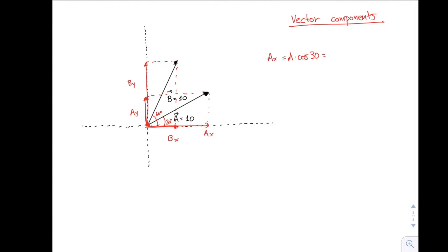AX will be equal to A times cosine of 30. Now A is 10, and cosine of 30 is radical 3 over 2. The result is 5 times radical 3. We need to apply the rule for AY. AY is equal to A times sine of 30. This will be equal to 5. And we need to apply the same rule in order to find the components of B, BX and BY. BX will be equal to 5 and BY will be equal to 5 times radical 3.